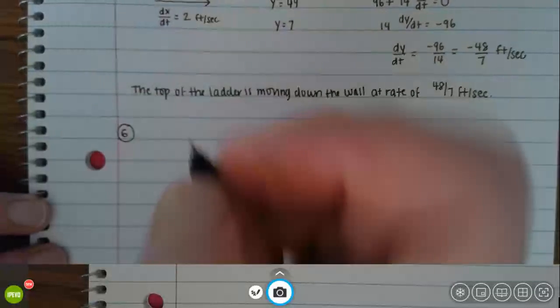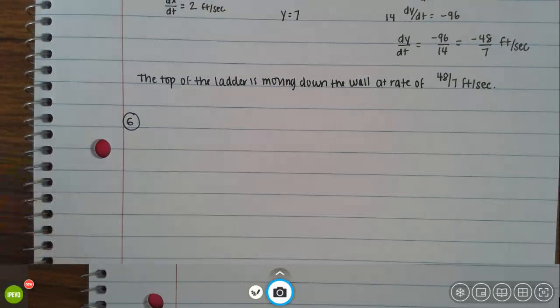All right. So let's talk about number 6. A boat is being pulled in by means of a winch on a dock 12 feet above the deck of the boat. The winch pulls in the rope at a rate of 4 feet per second. Determine the speed of the boat when there is 13 feet of rope out.